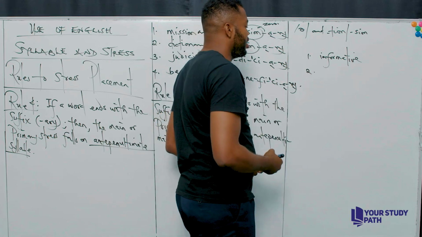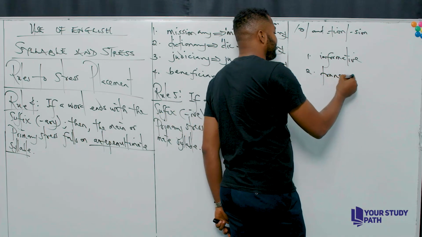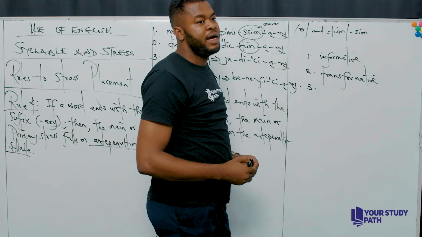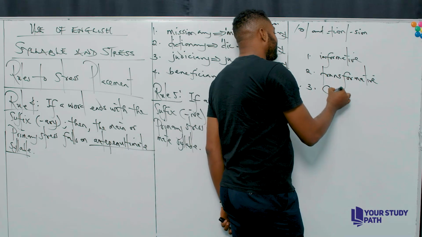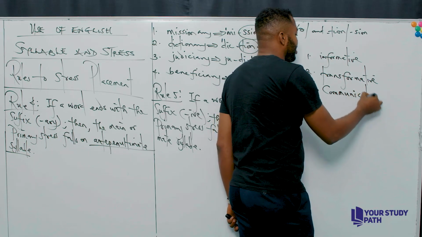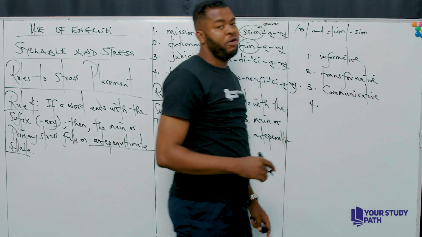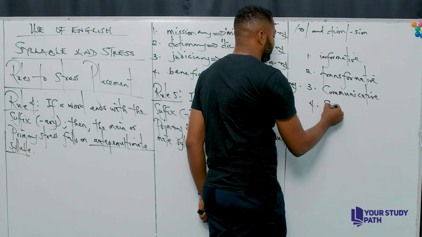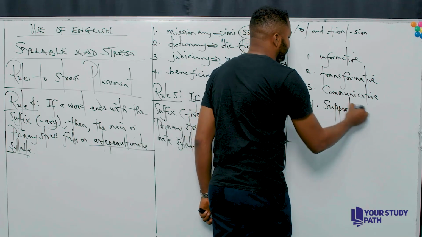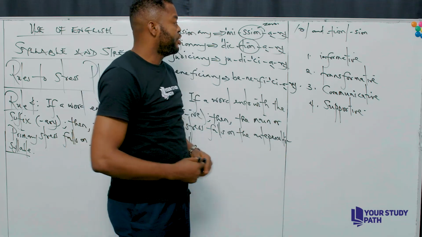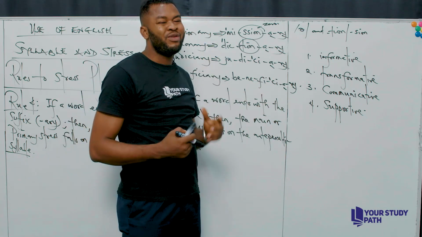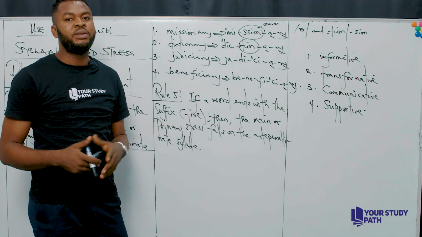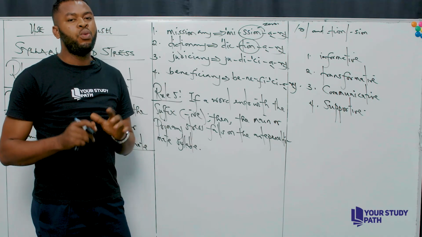Two, you can also have transformative. Three, you could have communicative. Four, you could have supportive. Now, take a look at these four words. You have the first one, informative. The second one, transformative. The third word, communicative. And the fourth word, supportive.